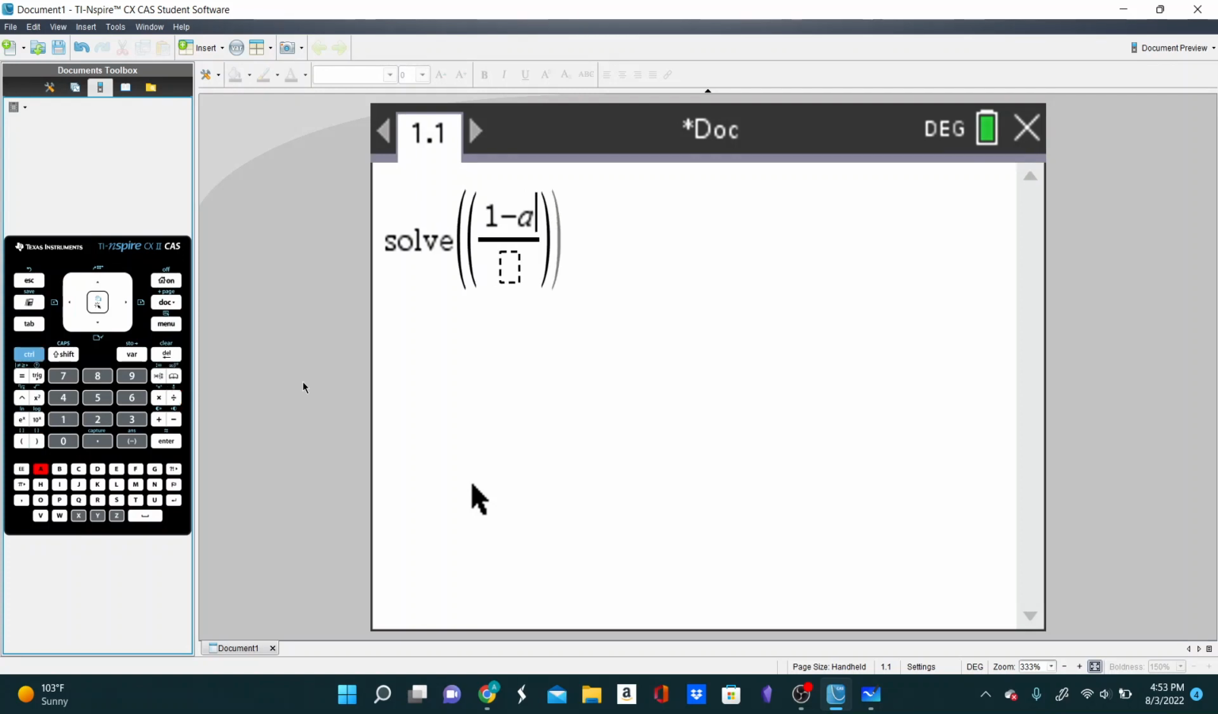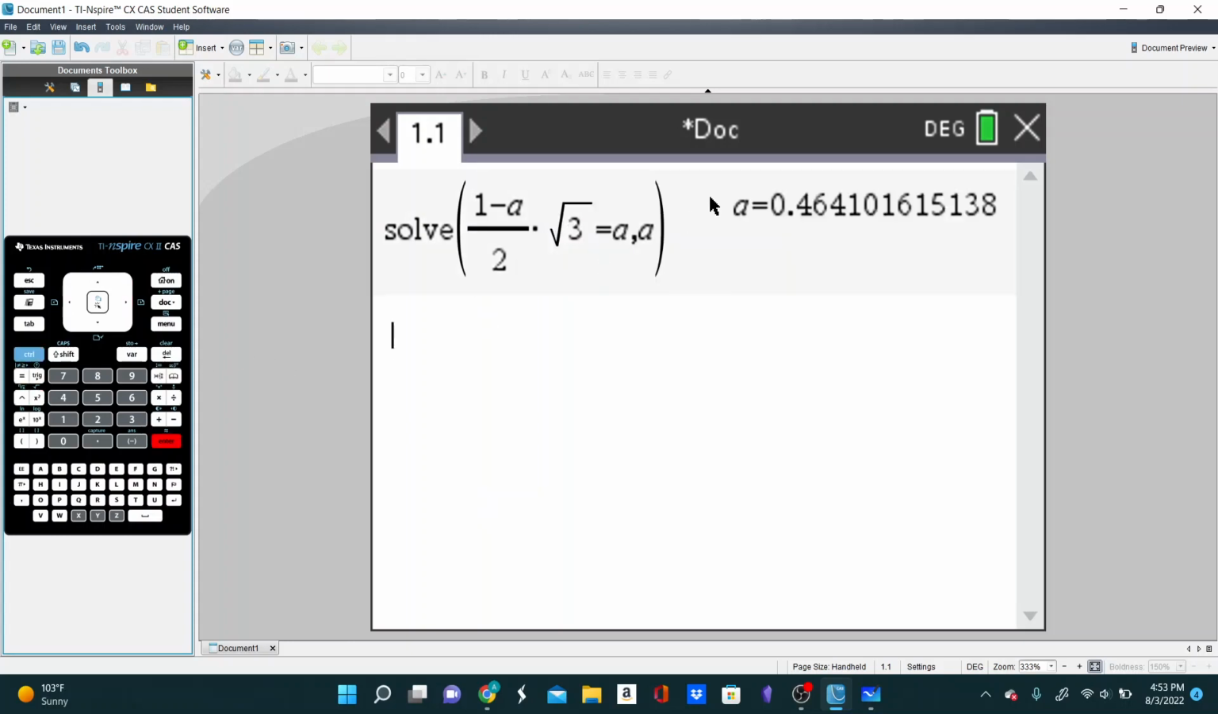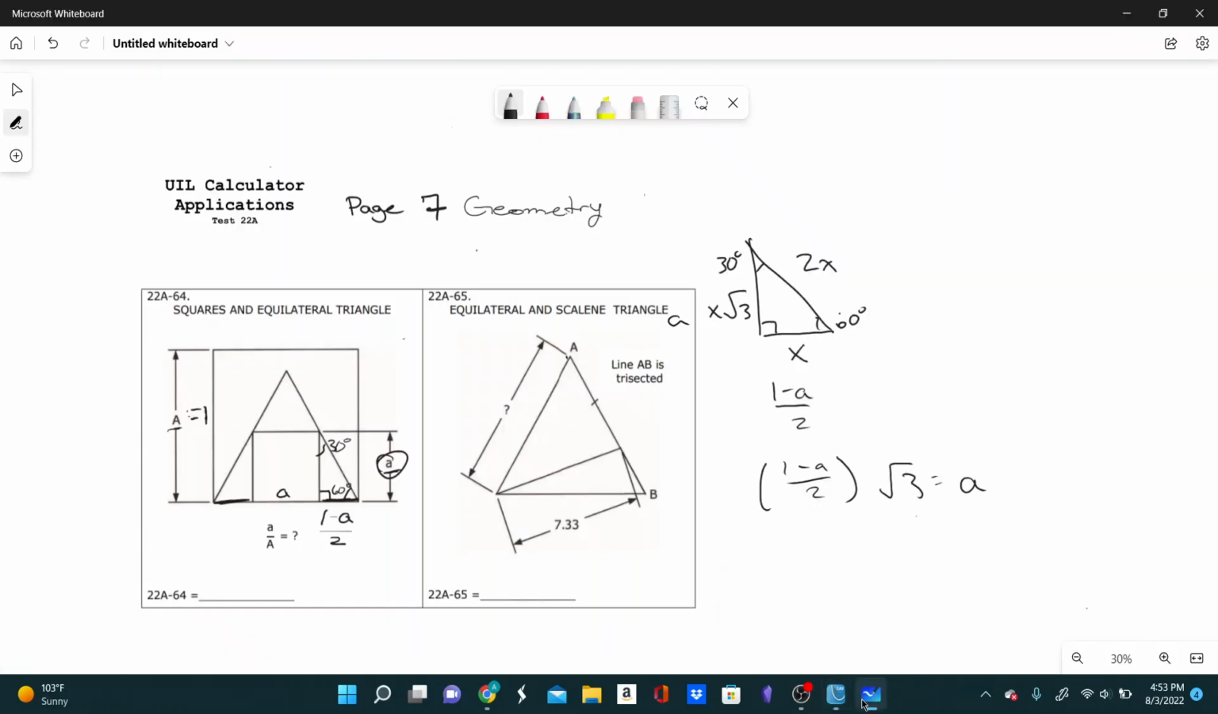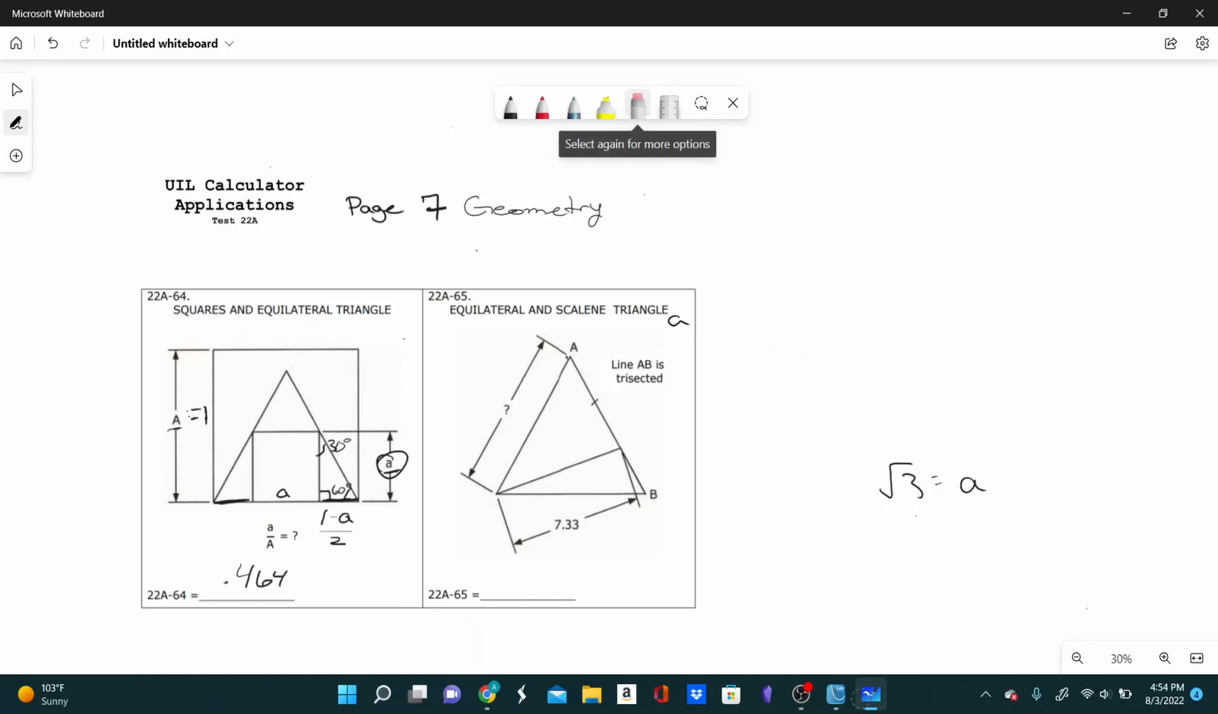So 1 minus a divided by 2 times the square root of 3 is equal to a. We get a value of a of 0.464. So 0.464. Sweet. All right, let's move on to number 65.